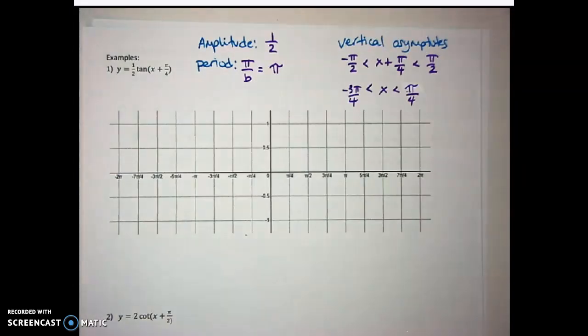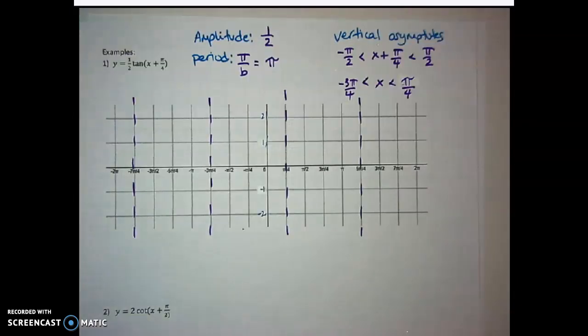When we solve for the vertical asymptotes, we find that they are at -3 pi over 4 and pi over 4. And again, this is kind of a good check, because if you notice, the distance between -3/4 pi and a positive 1/4 pi should be the same as your period, which is pi. Go ahead and graph those asymptotes along the whole graph now, please. Now we've got our asymptotes drawn.